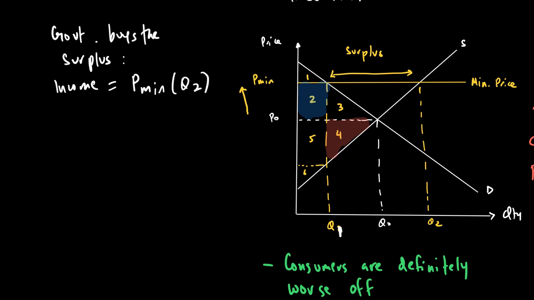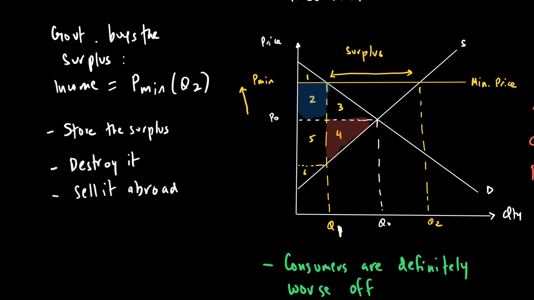What can the government do with that? Well, the government could store this surplus, could destroy it, or sell it abroad in other markets. That's a few options the government could have. Like, for example, if they can't store it, they may sell it abroad. If they can't sell it abroad, they may end up even sometimes destroying the surplus. But when the government decides to buy the surplus, the producer's income will go up, which will be good news for producers.